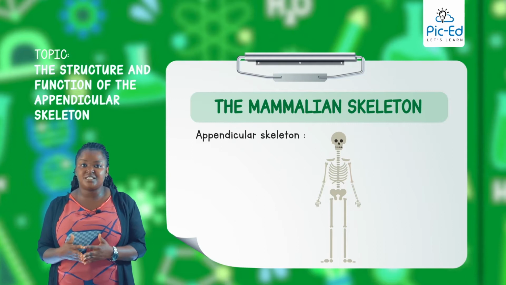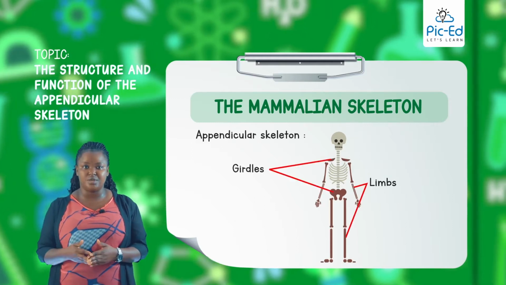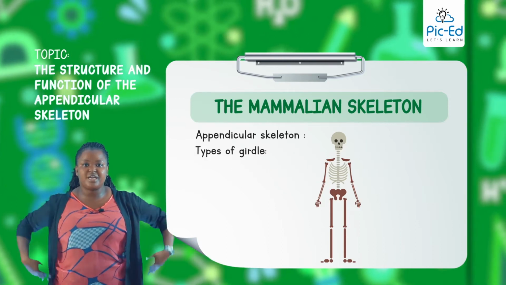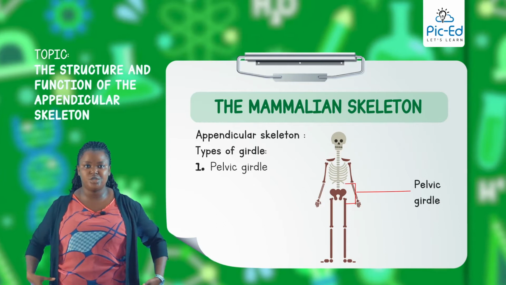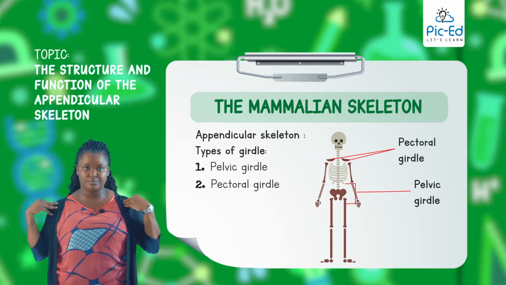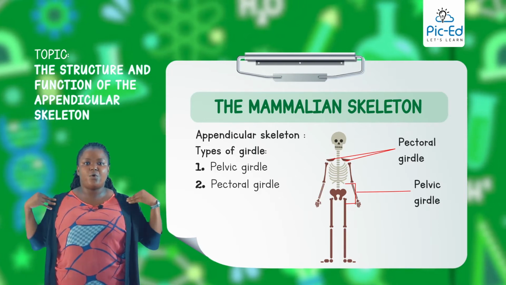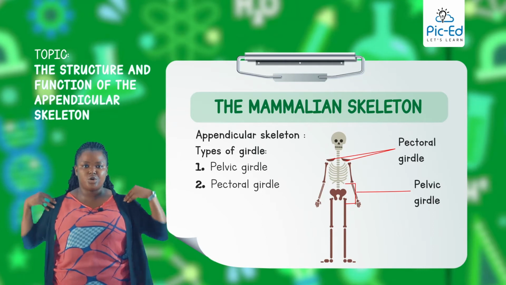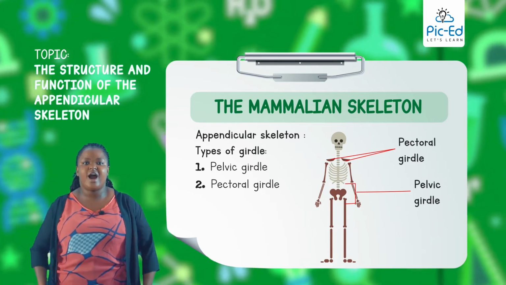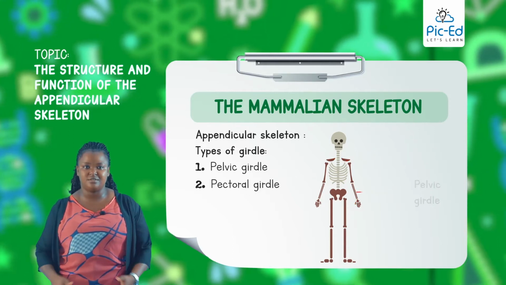The appendicular skeleton basically is made up of the girdles and the limbs. There are two basic types of girdles: the pelvic girdle in the hip region and the pectoral girdle in the shoulder region. The girdles are connected to the limbs. The forelimbs are connected to the pectoral girdle, that is our arms, and then the hind limbs are connected to the pelvic girdle, and those are our legs.